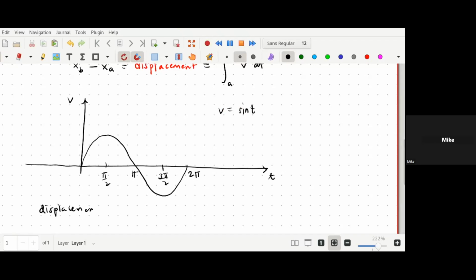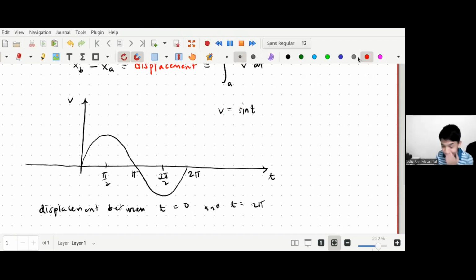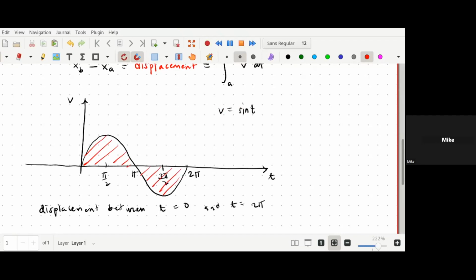So, yung displacement between t equals 0 and t equals 2 pi, just by looking at the graph, ano yun? Yung area under the curve, di ba? So, if you graph this, we want this area plus this area. Kaya lang yung area na yan, nasa ilalim, so negative yung contribution. So, 0.